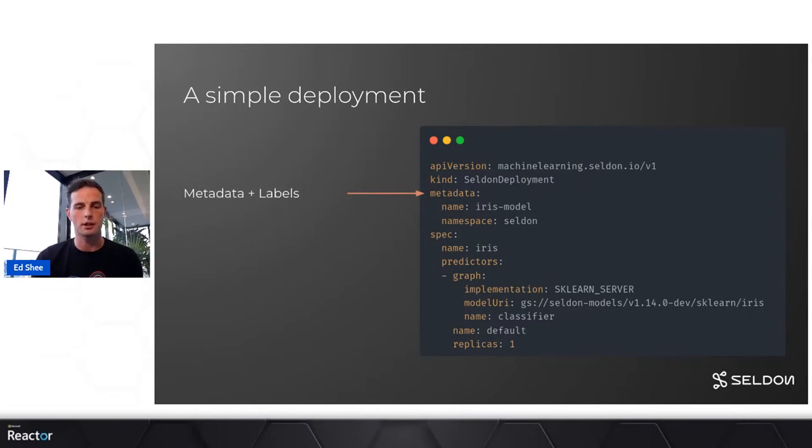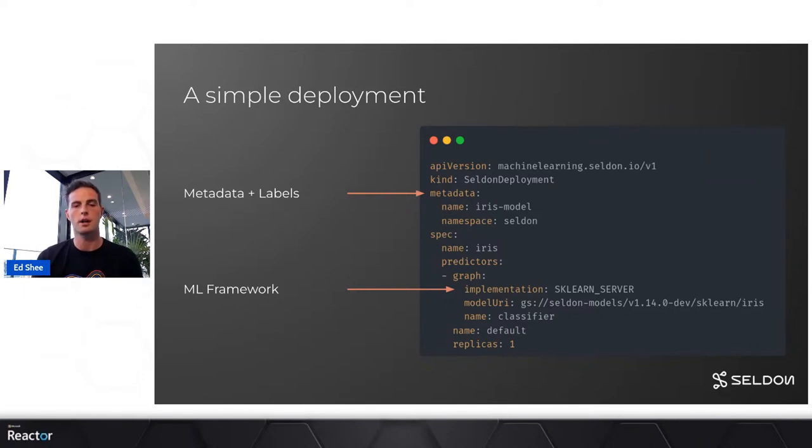The first part is just capturing metadata. If you're familiar with Kubernetes, this will look really comfortable and at home to you, because it's essentially just like writing any other Kubernetes object. You specify your metadata, and then the important parts for your machine learning model that Seldon picks up on are the implementation tag in there.